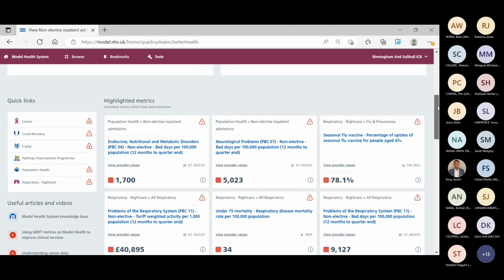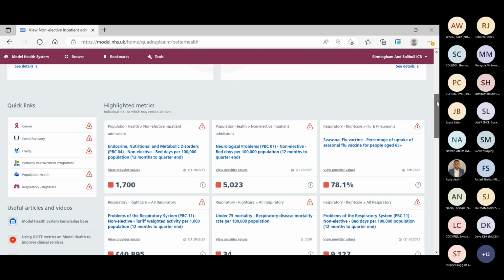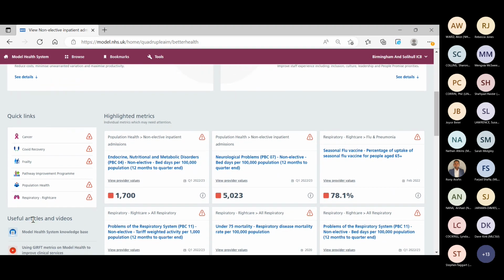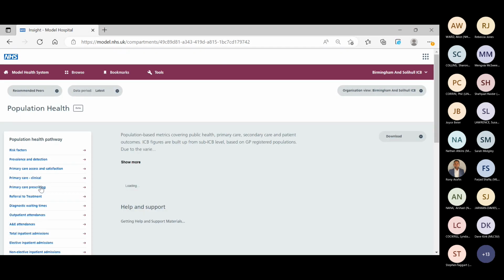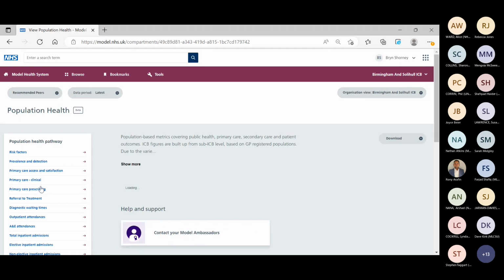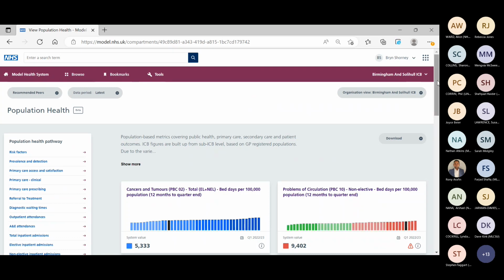Depending which of these you pick, it will bring up the relevant highlighted metrics. You can just click on the left-hand side into any of those compartments, and there's also some useful links underneath those. For now, I'll just click into population health. And so this is the screenshot that I'd covered in the slides.